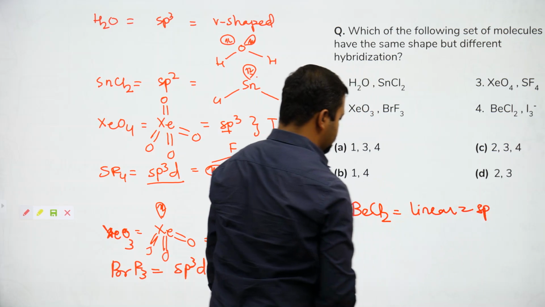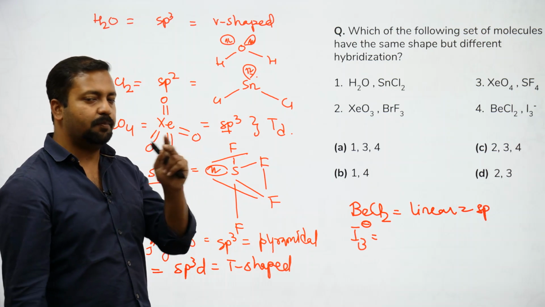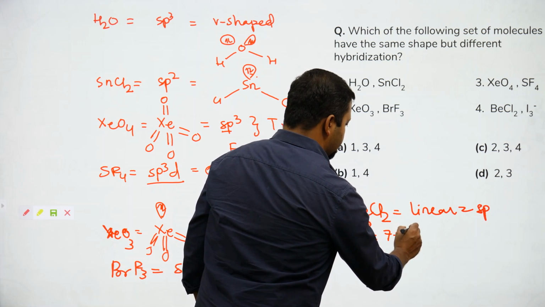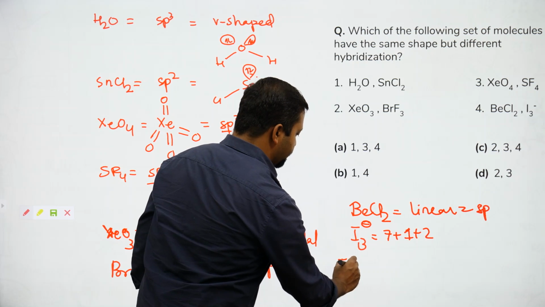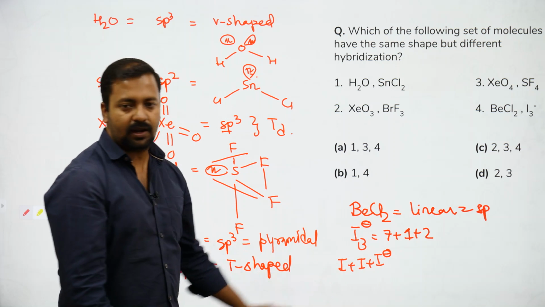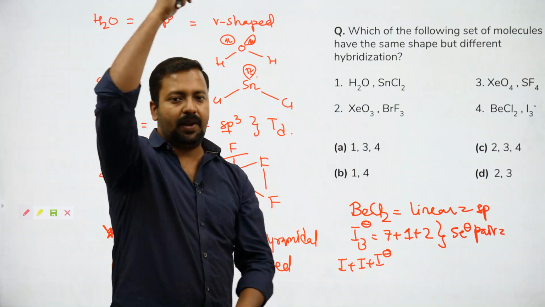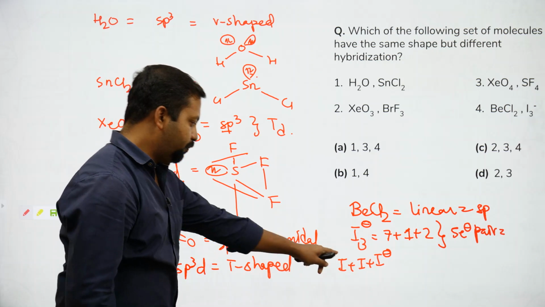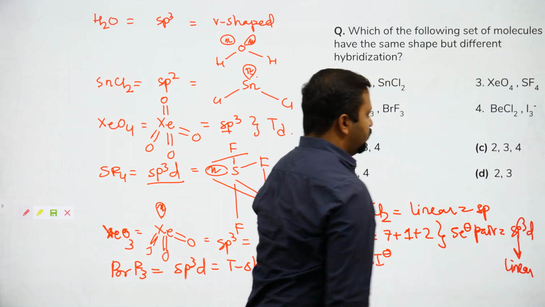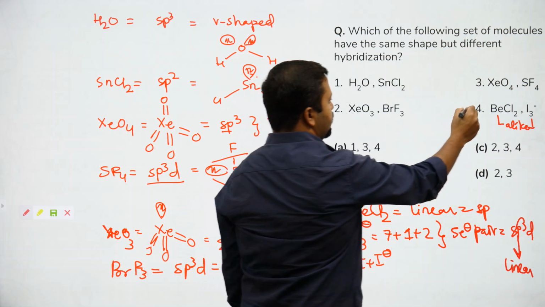linear, sp hybridized. And I3 minus, it is a little difficult to calculate, but you can understand it this way: I is combining with 1 neutral iodine and 1 iodide. So 7 plus 1 plus 2. 1 iodine is combining with another iodine plus I minus. So this comes along with 2 electrons, this comes along with 1, this has 7 electrons in the valence shell. So this makes it 5 electron pairs. All iodines will be placed in the axial position because there will be 3 lone pairs, 2 peripheral atoms. So it will be sp3d, shape will be linear. So BeCl2 and I3 minus: shape alike, hybridization different. So this should be it.